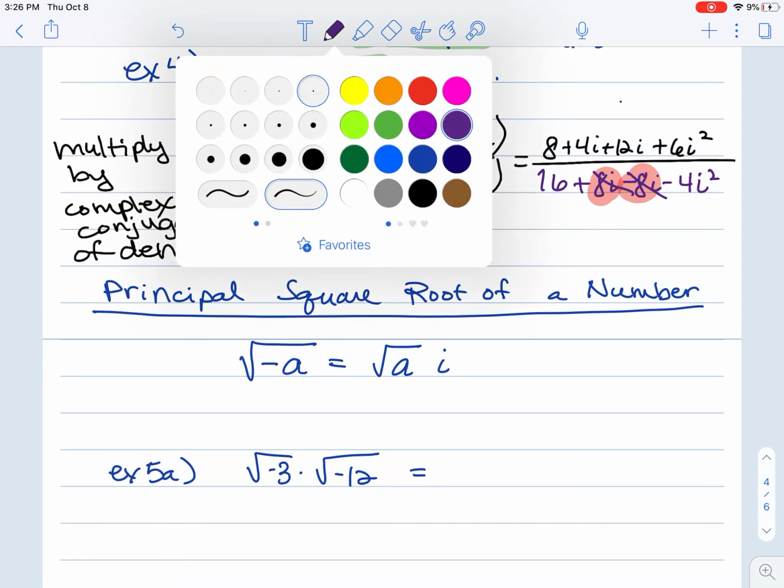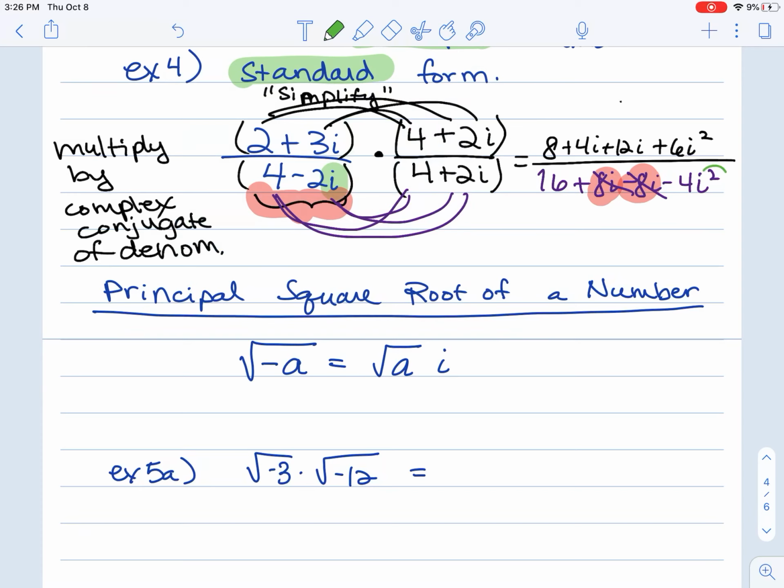And then anytime I see an i squared, remember this just becomes negative 1. So on the bottom here, I've got 16. And a negative 4 times negative 1 is positive 4. So this 16 really becomes a positive 16 plus 4, which is 20.